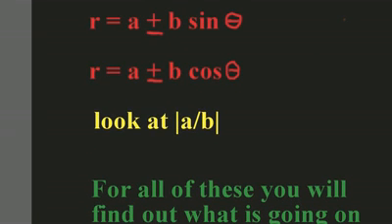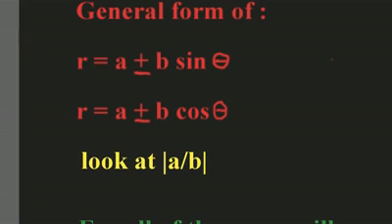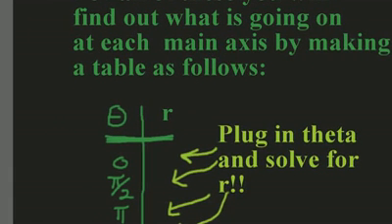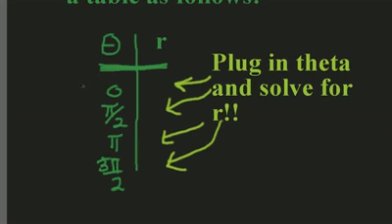So the way we're going to approach these is we're going to form any of these that have that basic formula or format. You're going to form a table where you figure out what's going on at each main axis. So you're going to plug in a theta of 0, for instance, into your equation and then figure out what r is. And then plug in pi over 2, and then pi, and then 3 pi over 2. Okay? And you'll get 4 r values, and by knowing which one of the basic shapes you're dealing with, then you can connect the dots.